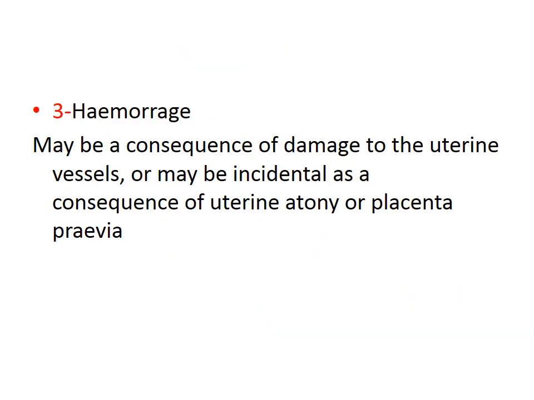The third possible complication is the occurrence of hemorrhage that might happen because of laceration to the adjacent or nearby uterine vessels, or in the absence of damage to the uterine vessels, it might happen incidentally because of uterine atony, or in the presence of a placenta previa, because, as you know, the lower uterine segment cannot contract and retract as efficiently as the upper uterine segment. That is to say, in the presence of a placenta previa, there will be massive hemorrhage from the placental bed compared to that from a normally sited placenta.